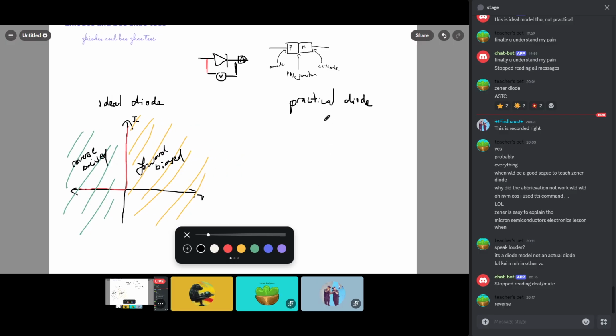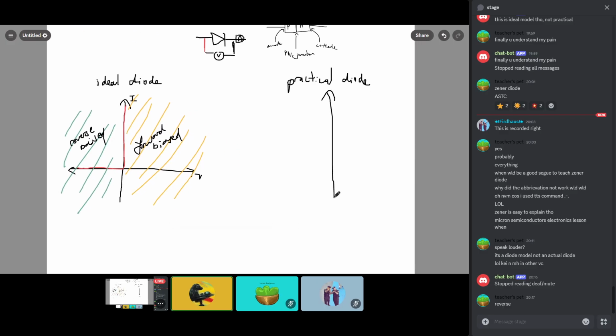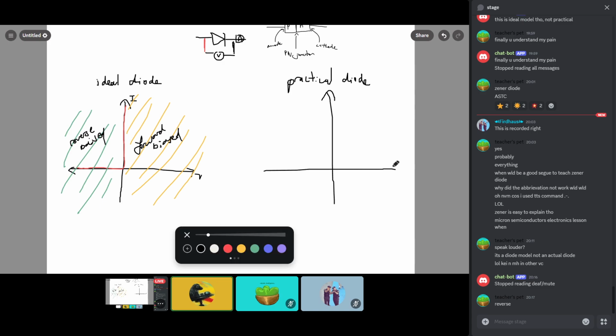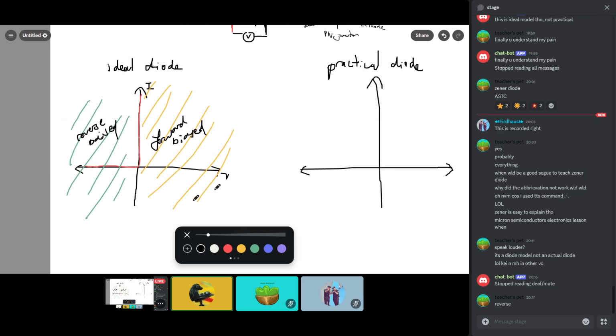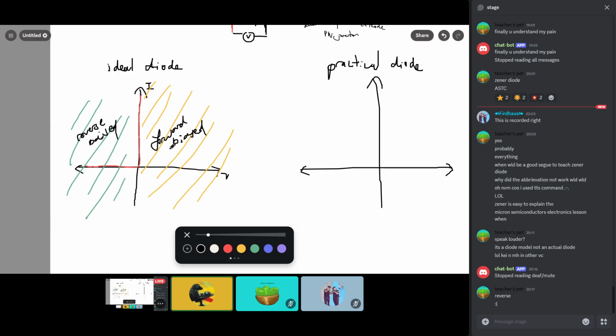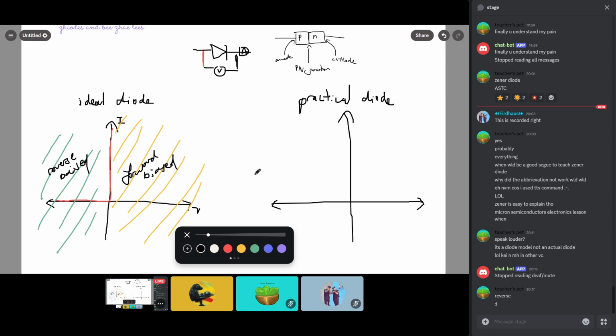Alright, let's draw a practical diode now. What I mean by practical diode is the behavior of a diode you actually use in real life, in your coursework or in a computer or whatever, will behave like this practical diode. Okay, you will never see the ideal one in real life ever. No diode will look like this. Maybe in very specific circumstances, but you will never see this. Okay, so let's start like how we did while describing the ideal diode.